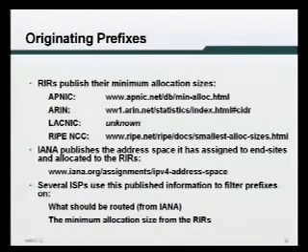The registries will publish the minimum allocation sizes. So those are the URLs I've found. I have no idea where LACNIC publishes theirs. I haven't found anything on the website yet, but I know they do have a minimum allocation size. IANA also publishes the address space that is assigned to end sites and allocated to RIRs, so that's public information. And several ISPs will actually use this to filter prefixes.